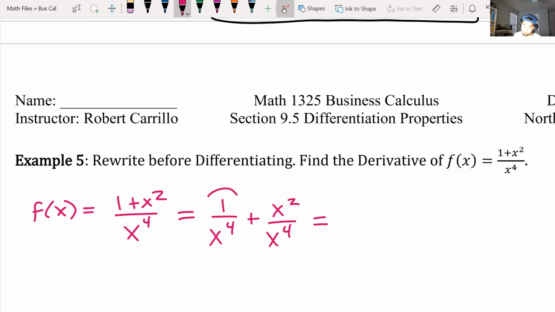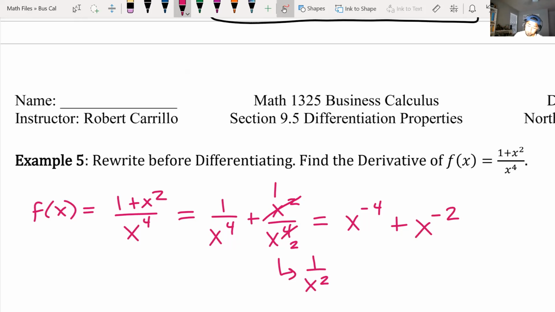First off, how can you rewrite 1 over x to the fourth? X to the negative 4. Plus, now, on x squared over x to the fourth, what's going to cancel? You'll get x to the negative 2 because this x squared will cancel to a 1, and this 4 will become a 2. So this becomes 1 over x squared, which you said to rewrite as x to the negative 2. Everybody good with that?